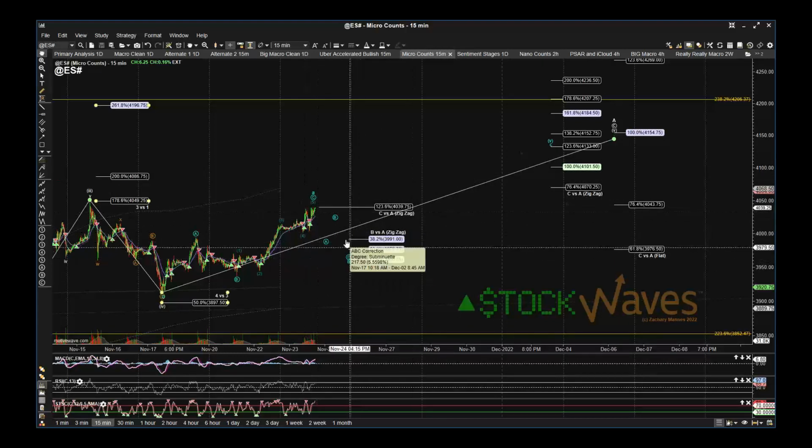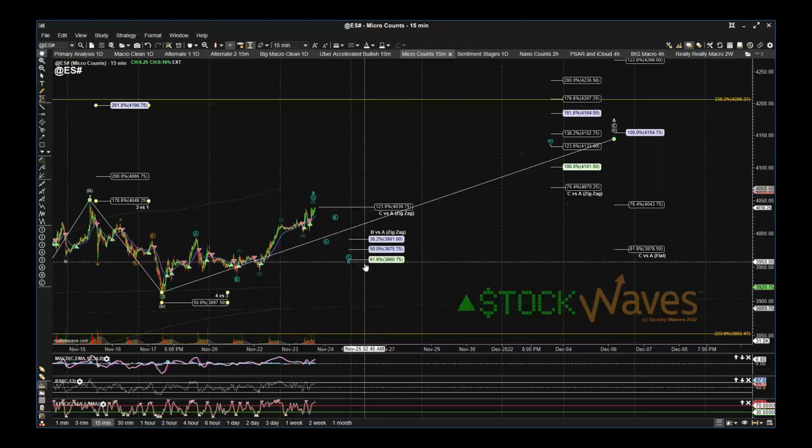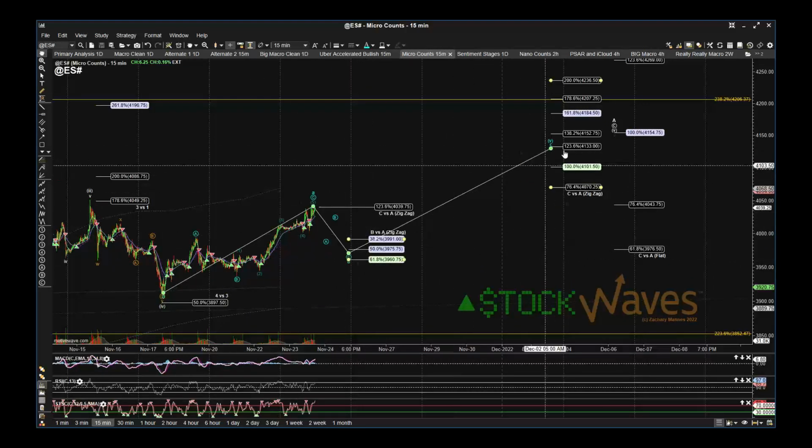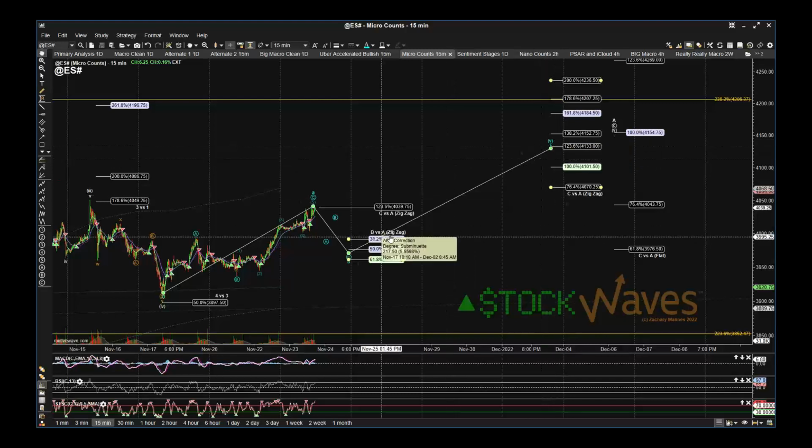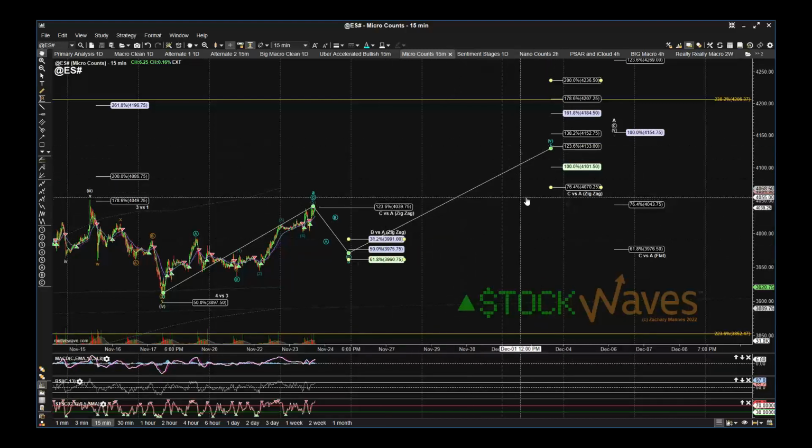So until this breaks under the 3970s to 3950 region as support for this B wave in the parentheses wave 5, I'm going to look for it to try and make attempts higher.